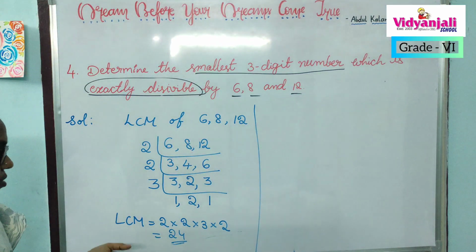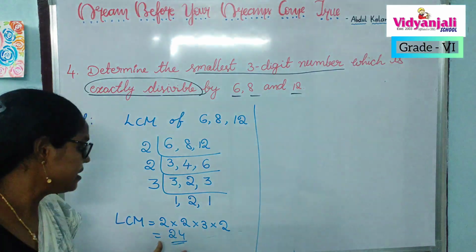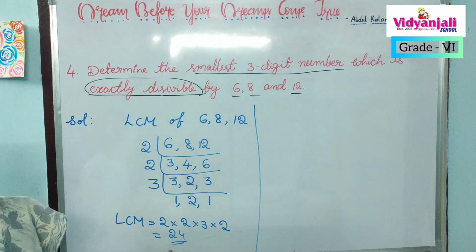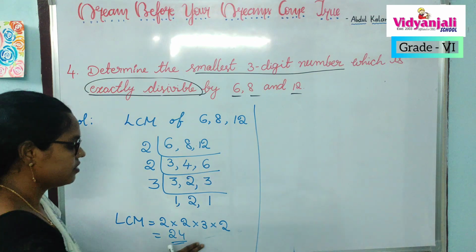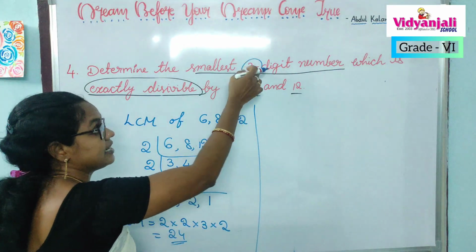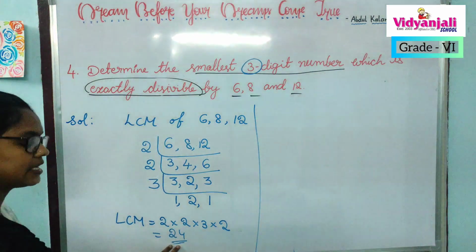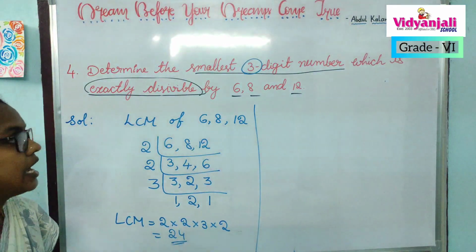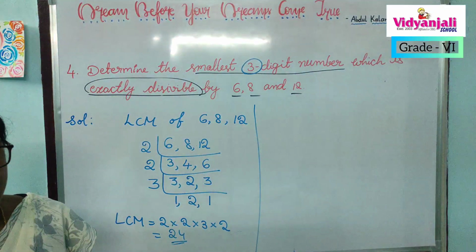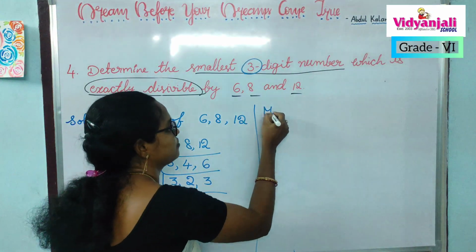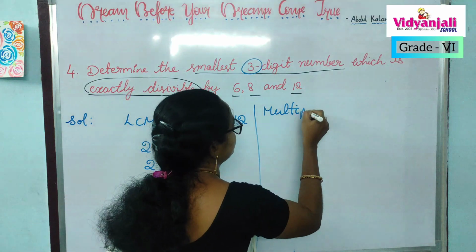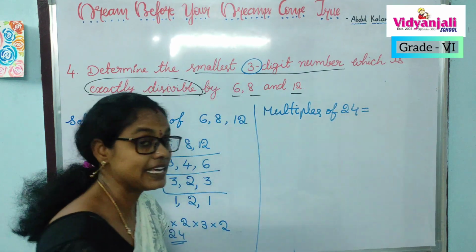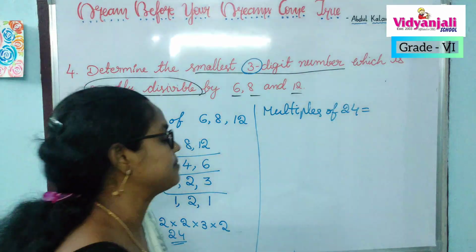So, here also, don't worry, so easy. See, we have to write the multiples of 24 until we get a 3-digit number. As we didn't get a 3-digit number here, what to do? We have to write the multiples of 24 until we get a 3-digit number. Let's write the multiples of 24, okay? Multiples of 24 means in 24 table, all steps we should write.